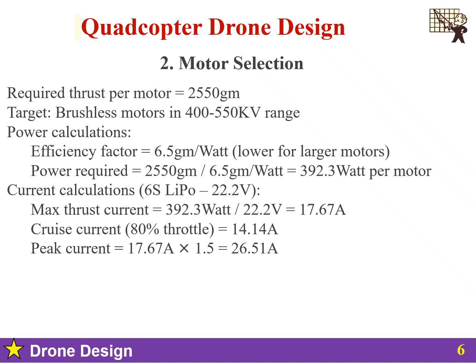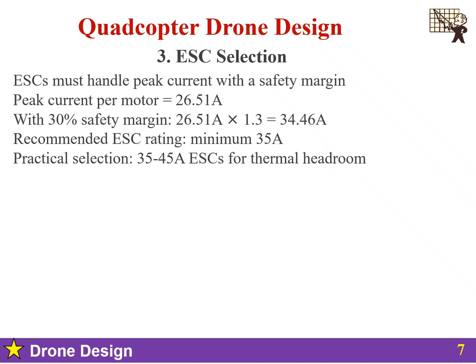The 6S battery selection is essentially mandatory at this scale. Higher voltage reduces current requirements, minimizing resistive losses and heat generation throughout the power distribution system. The next is ESC selection, that is electronic speed controls. The ESC selection at this power level transitions from component selection to thermal engineering.